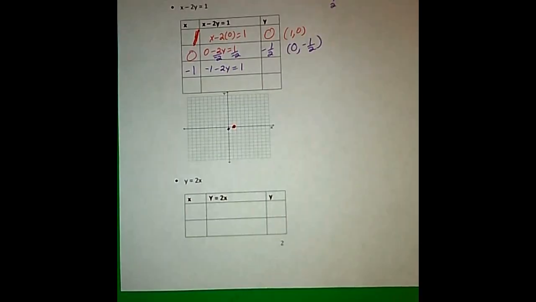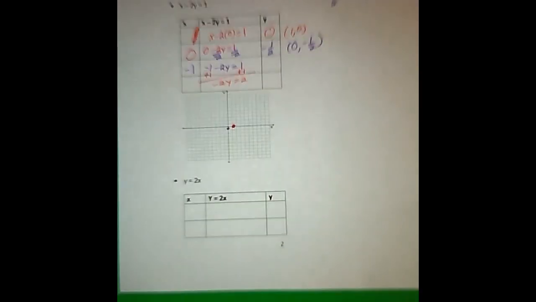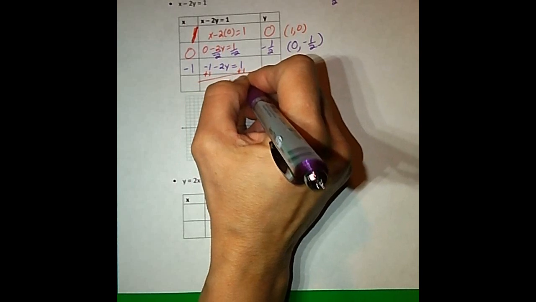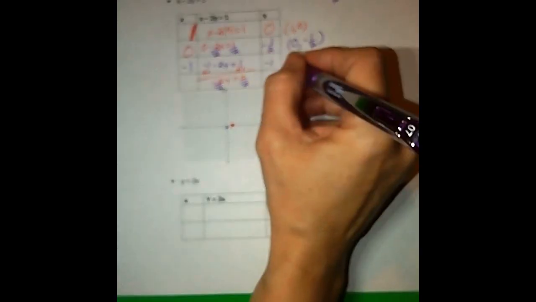So I got -1 minus 2y is equal to 1. So we're going to solve for that y. That means we need to get this constant term over here. So now I got -2y is equal to 2, and I'm going to solve for y, so I have to divide by the -2. -2 goes into +2, leaves me with a -1, so this order pair is -1, -1.